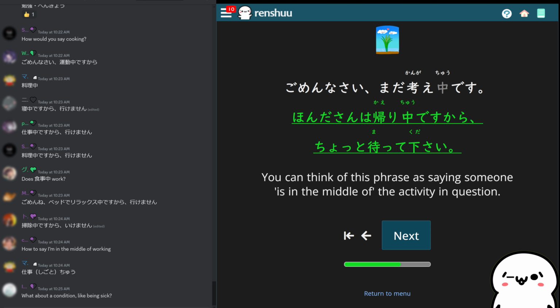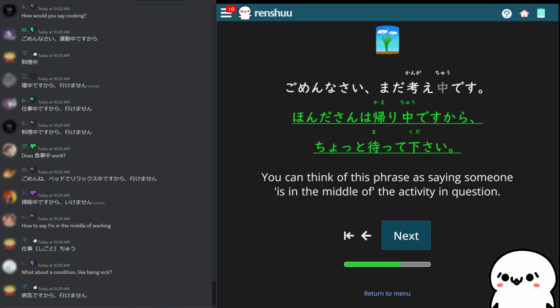If it's a condition, you wouldn't use this expression. This is the middle of an activity, like one that you are taking part in. So if you were sick, you would just say something like 病気, which doesn't mean cold, it means more sick. So just 病気ですからいけません.